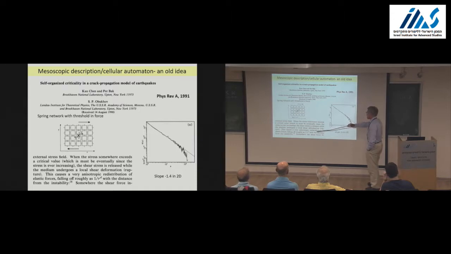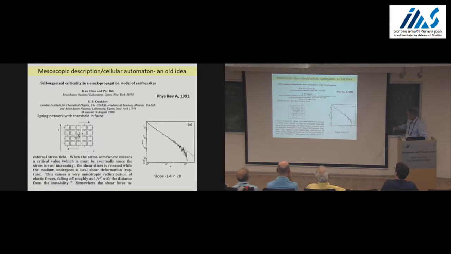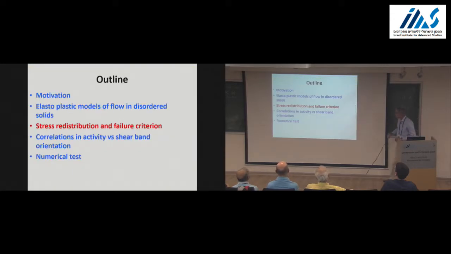So when there is a local shear transformation or shear deformation, this causes a very anisotropic redistribution of the elastic forces, falling off as 1 divided by r to the d, where d is the dimension of space. And they produced, with very small systems, some kind of Gutenberg-Richter type of flow. I'm not sure I would really trust this data nowadays, but it doesn't matter.